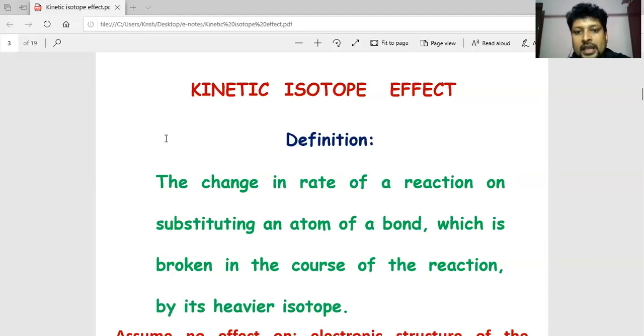For this, we generally replace the hydrogen atom by deuterium. If you replace it by deuterium, what will happen? The bond strength and everything will be different, and hence it will be reflected in the change of rate. This particular change in rate will be called the kinetic isotope effect.